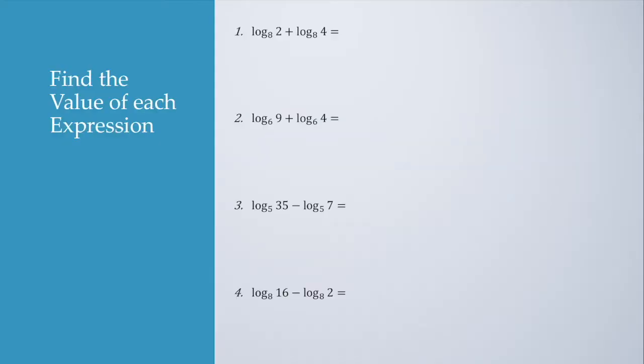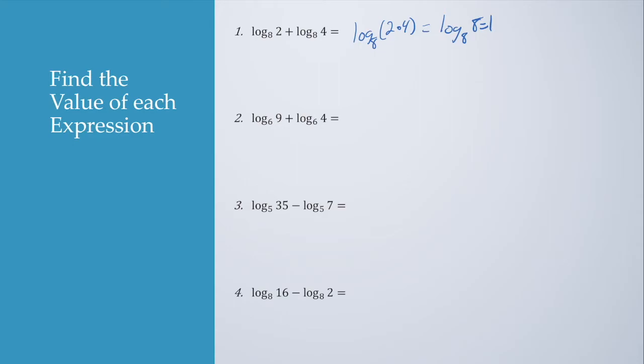Now, let's use the product and quotient property to find the value of each of the following expressions. If I have log base 8 of 2 plus log base 8 of 4, since we're adding them, I can rewrite that as a product. So I have log base 8 of 2 times 4. So I have log base 8 of 8, which we learned in section 10.3 is 1.